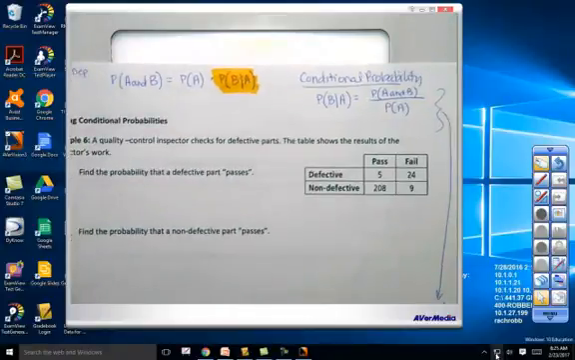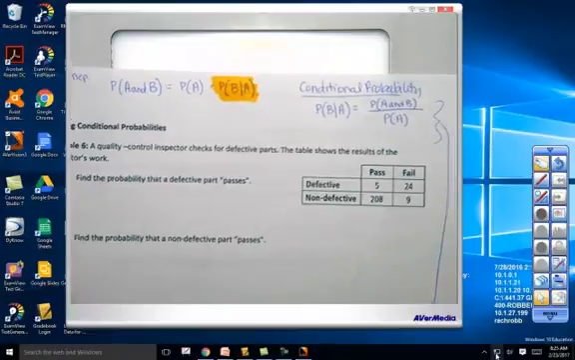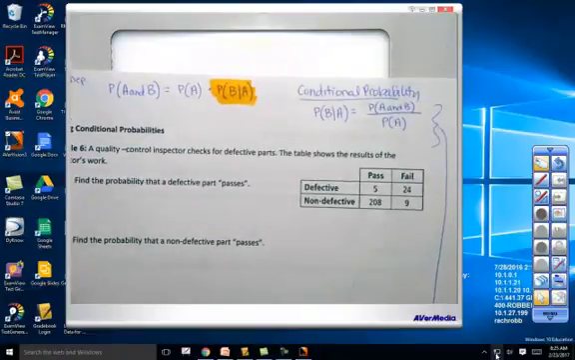Okay, example 6. Does anyone still need that up there? Hey, Cole, is my computer still showing what I'm doing? Okay.